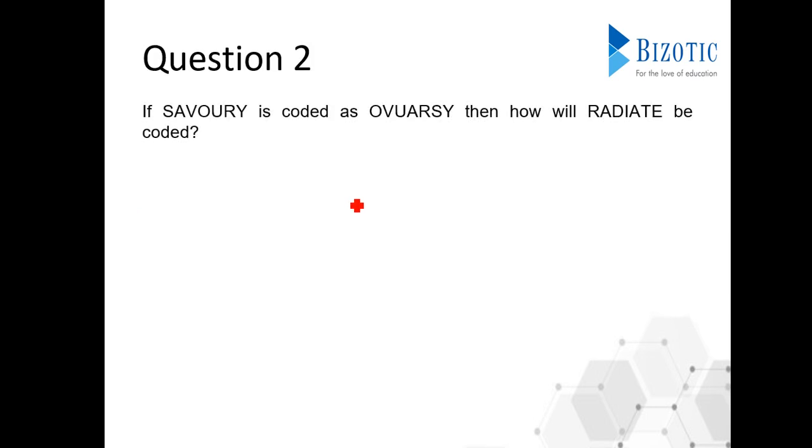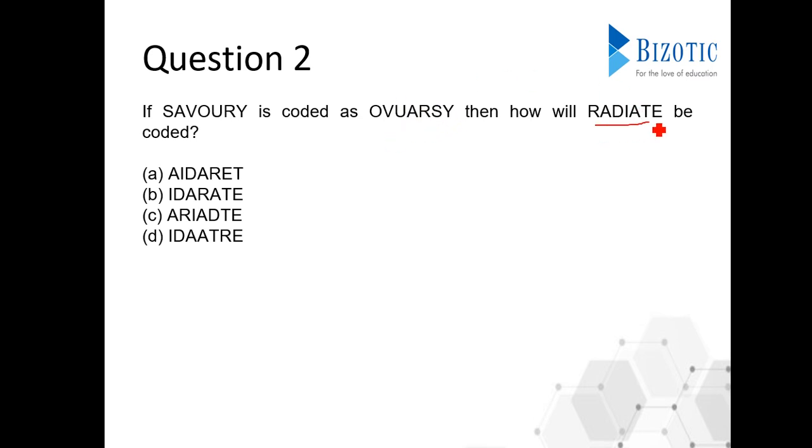Let's see the second question. If savory is coded as OVUARSY, then how will radiate be coded? Now, if you see the question, you can guess that they have just changed some order or some position. So we need to find out how savory has become OVUARSY so that we can apply the same logic for our word, which is radiate. Let's solve this.